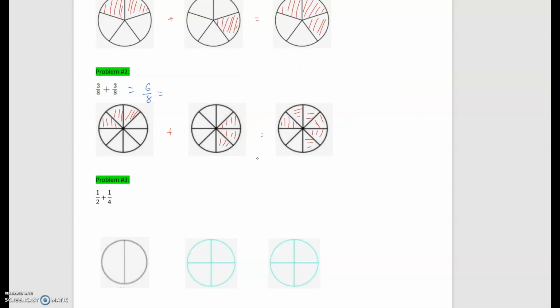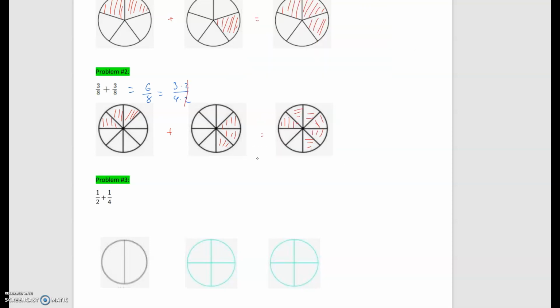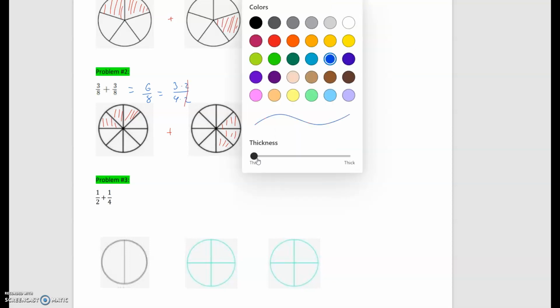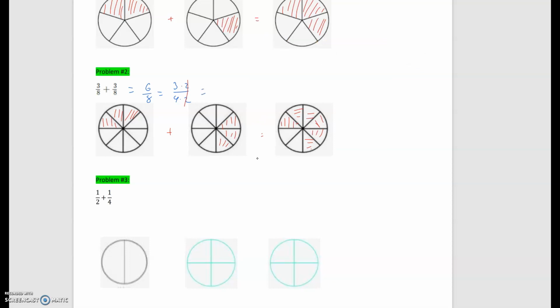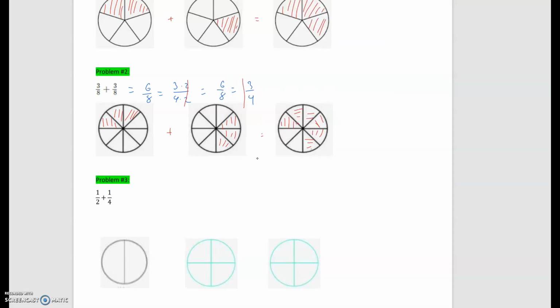Now remember that 6/8 reduces. This will be 3 times 2 and then 4 times 2. And you can cancel the 2's. And in this situation, your final answer is in fact 6/8, but this reduces to 3/4. All of your answers need to be expressed in lowest terms. However, because of the shapes, I'm going to box both of these in.